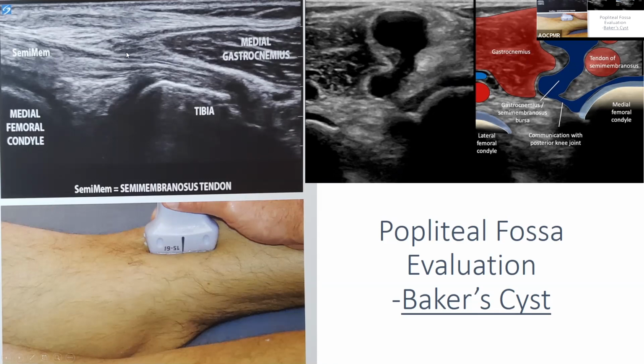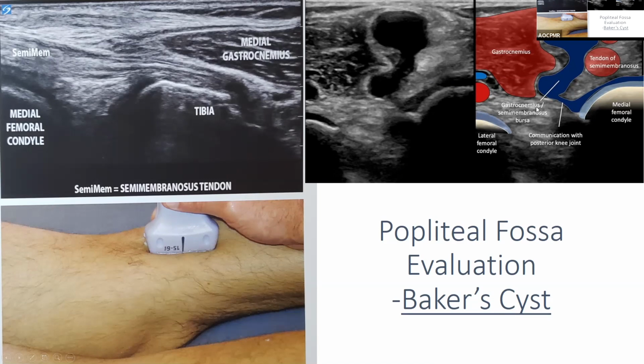And here's a good example. This is what it should look like in long axis. As you can see, you see the semimembranosus tendon coming down to attach on the tibia. And here's the medial head of the gastroc. This is the muscle as it turns to tendon. It's going to attach on the femur. You're going to see something pop out in between. That's a very pretty looking one, like a lollipop. They don't all look that pretty, but you'll see the neck, and that will be a Baker's cyst.